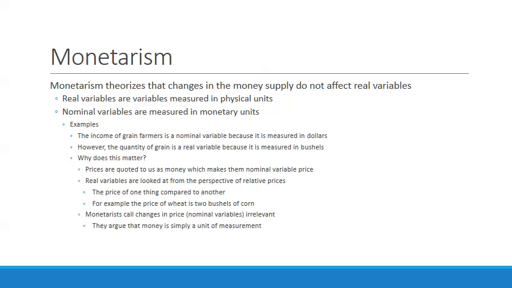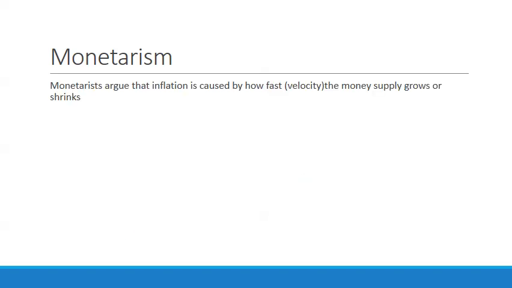All that it's doing is measuring things. It has no other purpose. So monetarists argue that inflation is caused by how fast, the velocity, the money supply grows or shrinks. In other words, from a monetary standpoint, money supply is still the cause of inflation, but it's not about the money supply just increasing. No, that didn't matter to them. What matters is how fast it occurs. That's what, from a monetary standpoint, causes the inflation: the speed, the velocity at which it grows or shrinks.